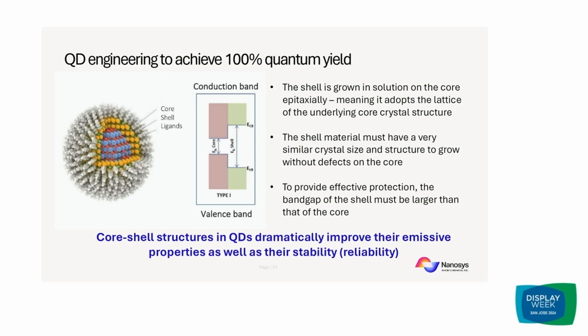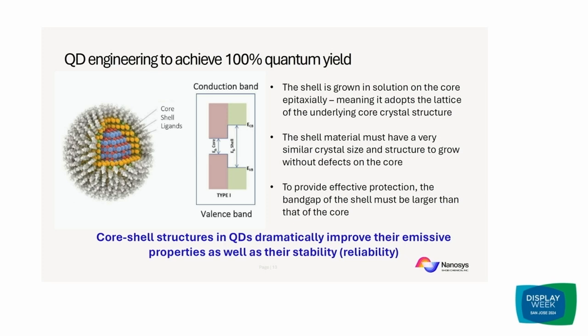So 3 key considerations of how to grow a shell that leads to the highest quantum yield possible. The first is that the shell is grown epitaxially onto the core. So what I mean by epitaxially is that the shell material has to adopt the underlying crystal lattice of the core underneath it. This is important to maintain the perfection of the bonding at the interface between the two materials.